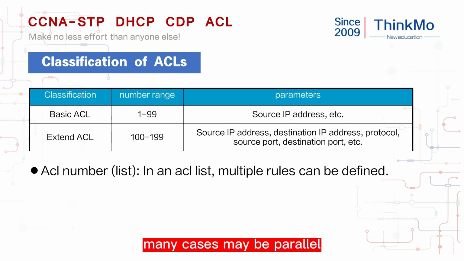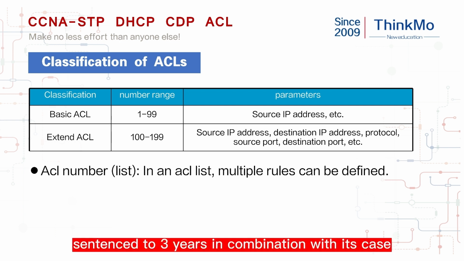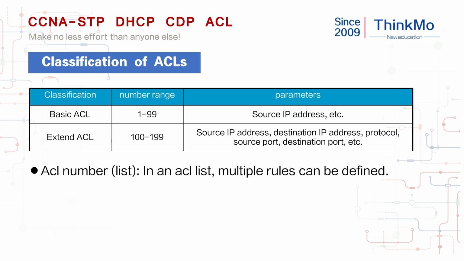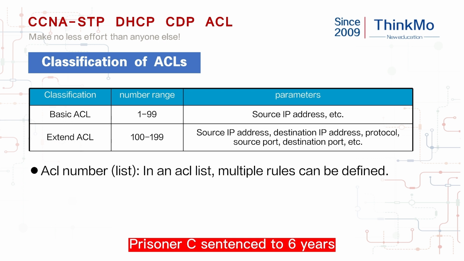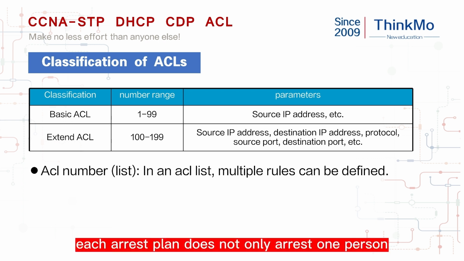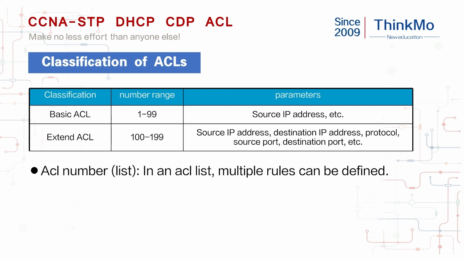Many cases may be parallel. Assume that prisoner A is caught, sentenced to 3 years in combination with his case. Prisoner B is sentenced to 4 years. Prisoner C is sentenced to 6 years. Other inmates are detained. Each arrest plan does not only arrest one person.